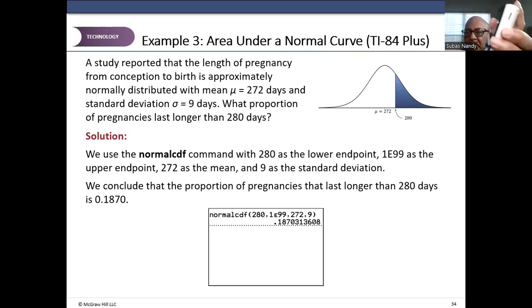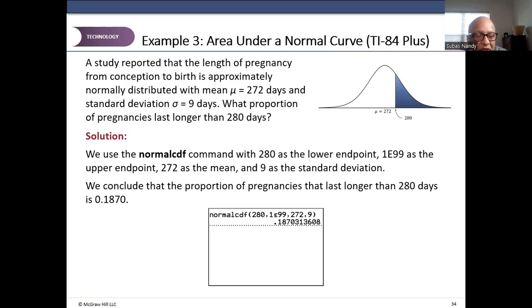And then comma. Where is comma? Comma is on top of 7. Second comma gives me the capital E. And then 99. That's my upper. My mean is 272. My standard deviation is 9. I do not change those numbers from the last problem. And I go to paste and hit enter and enter.